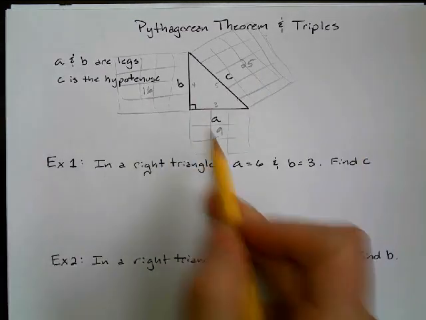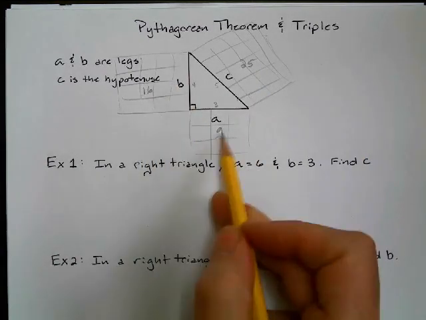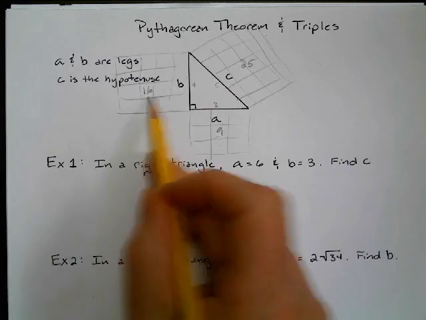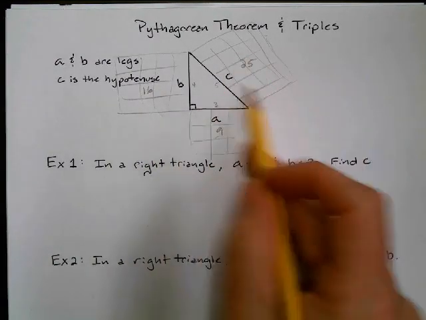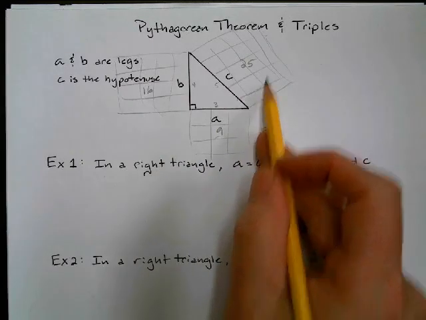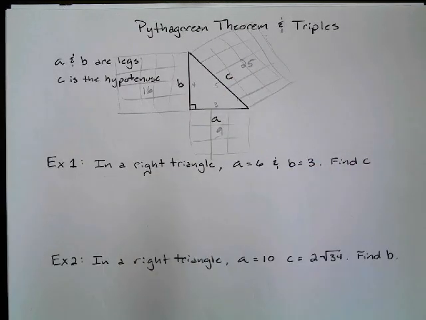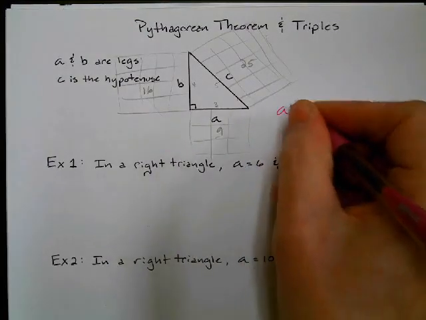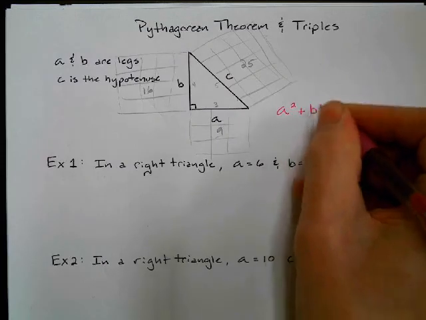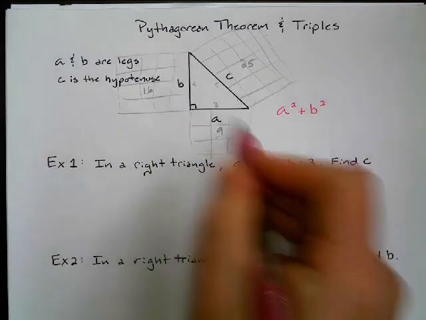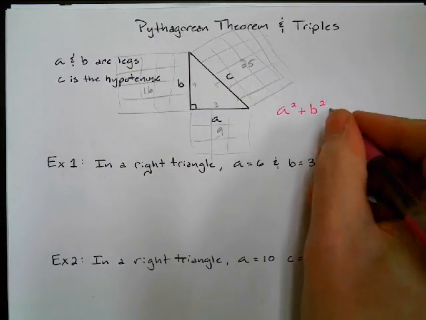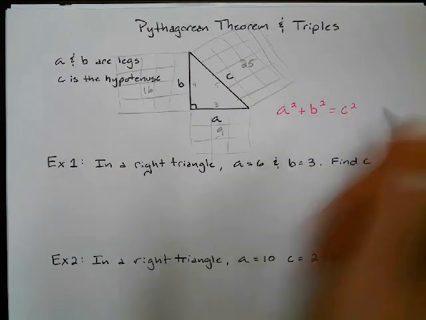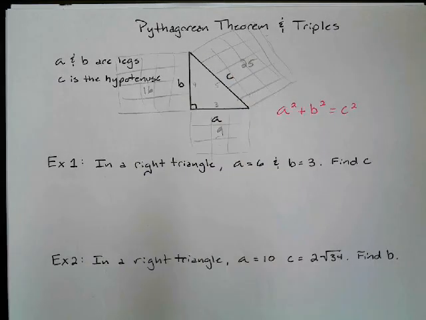So the sum of the squares of these legs, these two are called the legs. If you add up the squares of this side and the squares of that side, they always equal the squares of this side called the hypotenuse. So today we basically just say that a squared plus b squared, so this side squared, plus this side squared always equals the hypotenuse squared, this side over here squared.